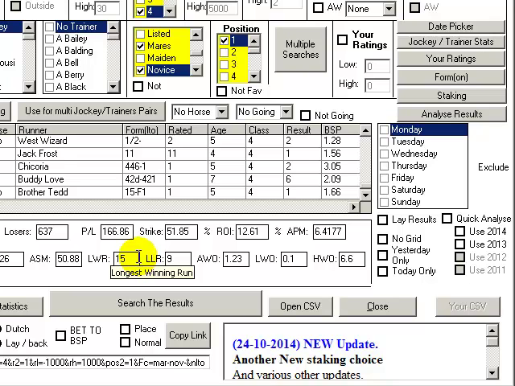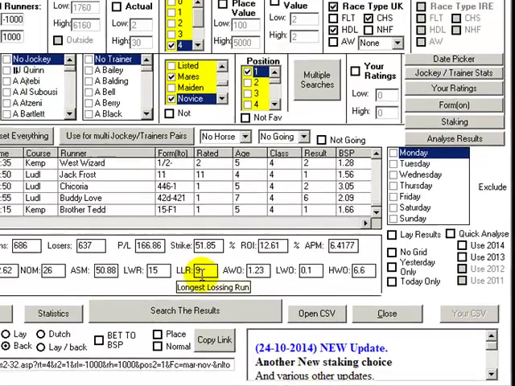But the reason I want to show you this is how we can use combining systems to maybe make a little bit more profit than we could separately, or possibly could separately. Depends on which way you look at it. But what we're really trying to do is probably help ourselves out as far as longest losing runs are concerned.